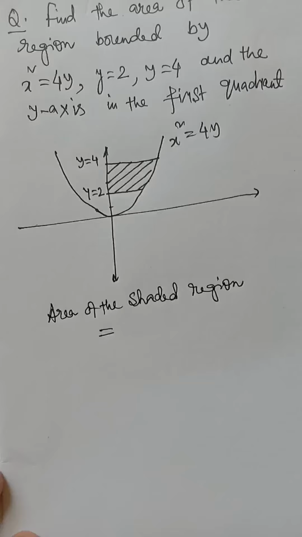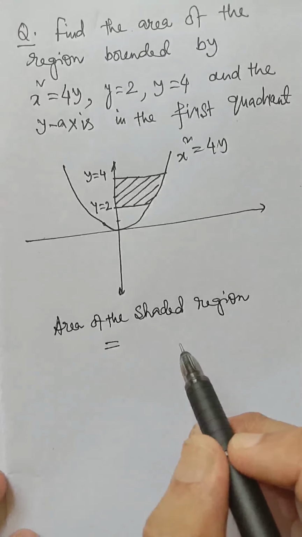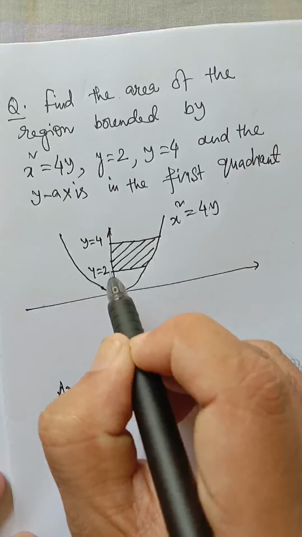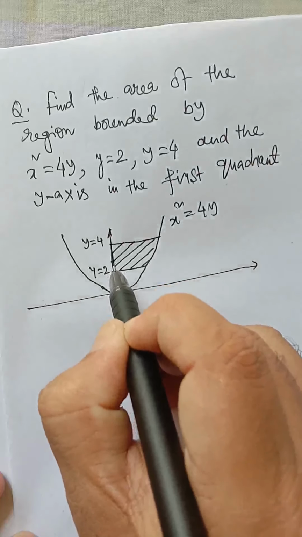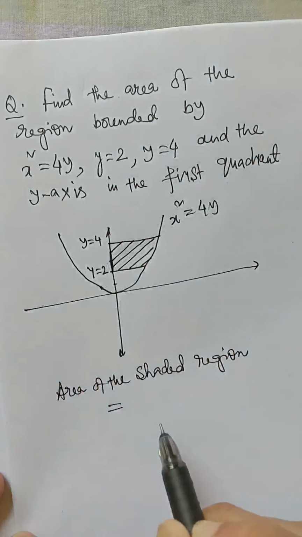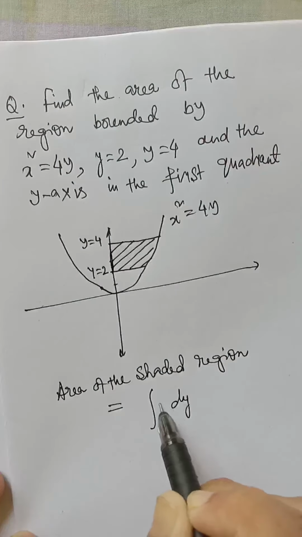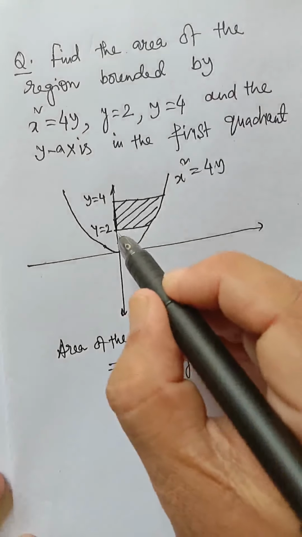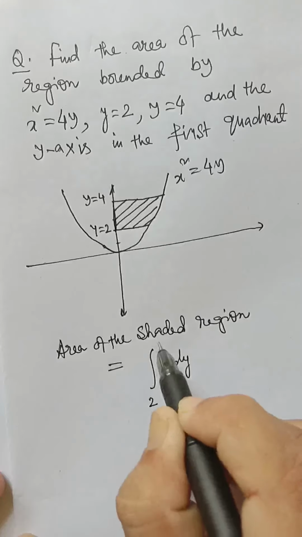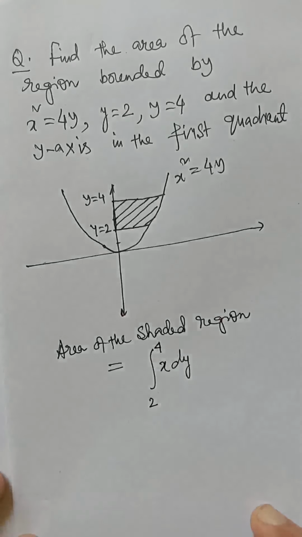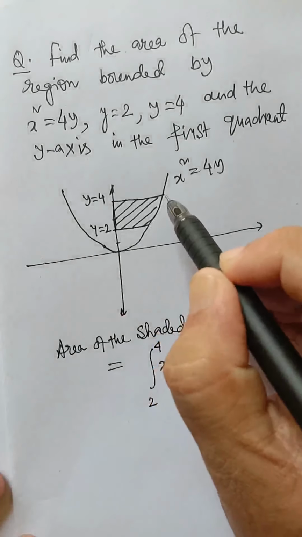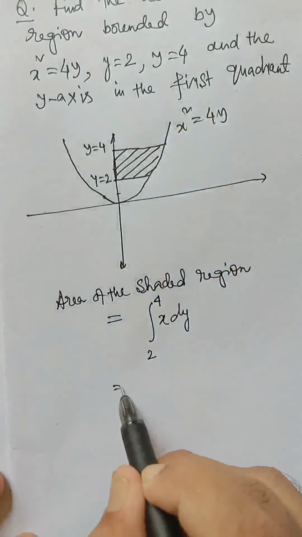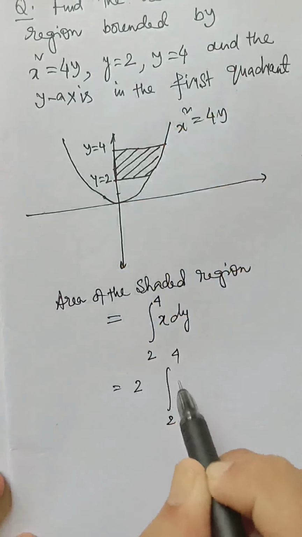Now the area of the shaded region is equal to, for this particular region, one of the boundaries is the y-axis. As the y-axis is the boundary, the area will be the integral of x dy. With dy, you have to multiply x dy from 2 to 4. And x we have to replace from the equation of this curve, from the equation of the upper boundary. x will be root over 4y, that is 2 root y. So 2 into root y dy.